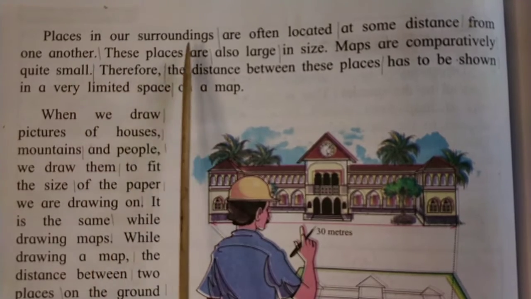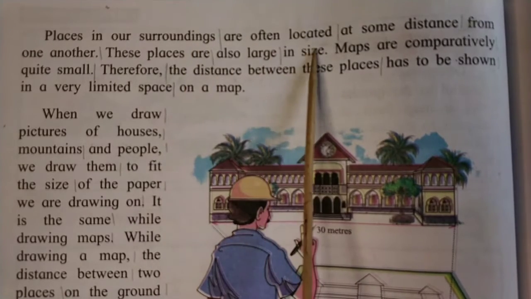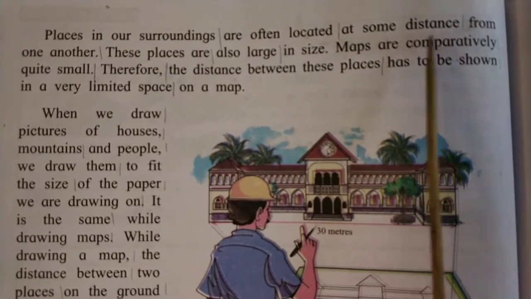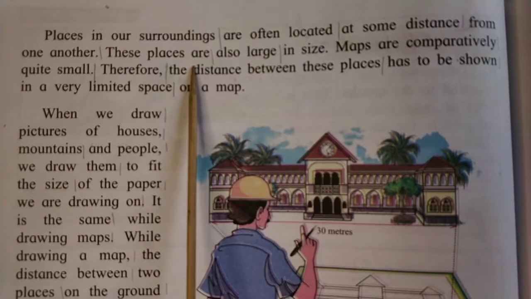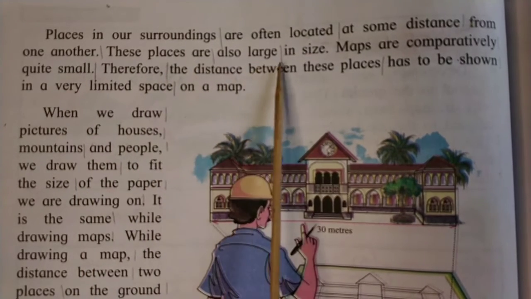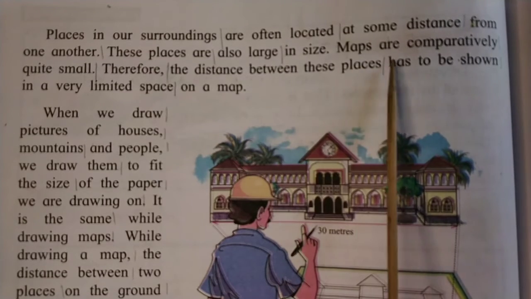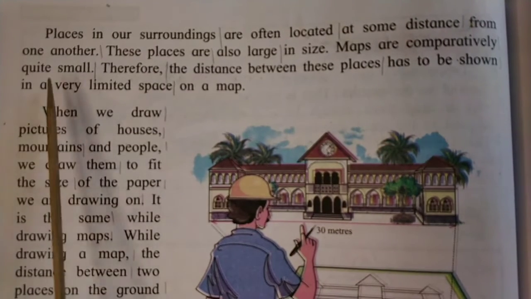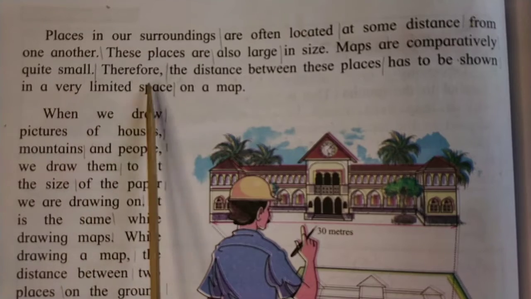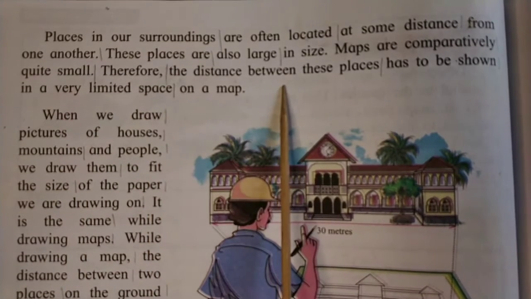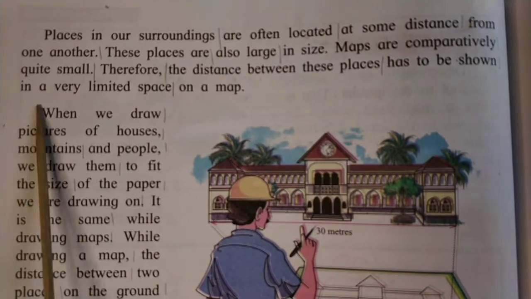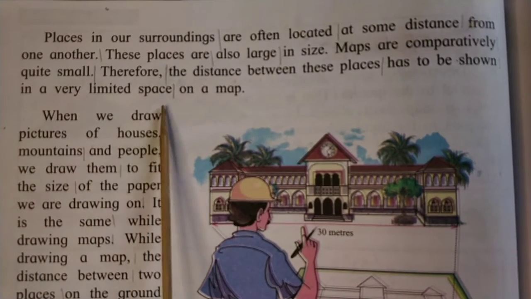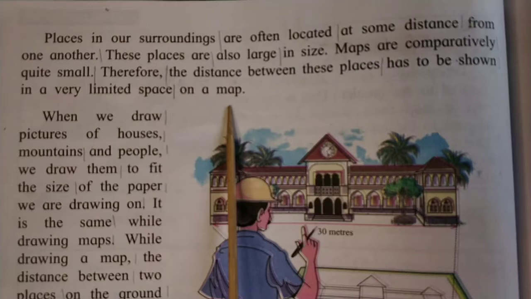Places in our surroundings are often located at some distance from one another. These places are also large in size. Maps are comparatively quite small. Therefore, the distance between these places has to be shown in a very limited space on a map.